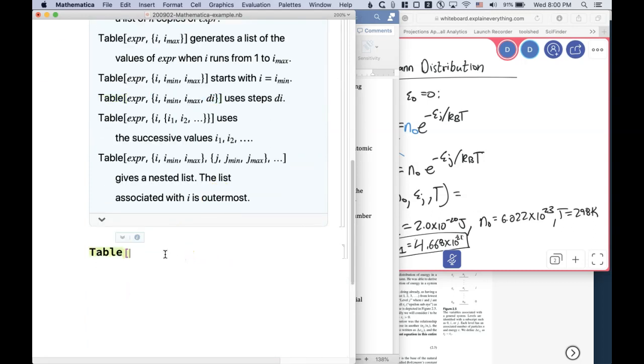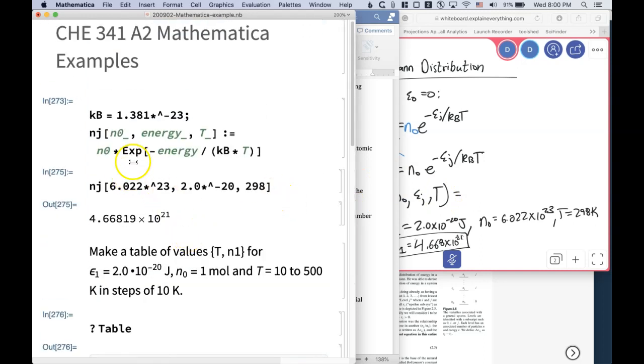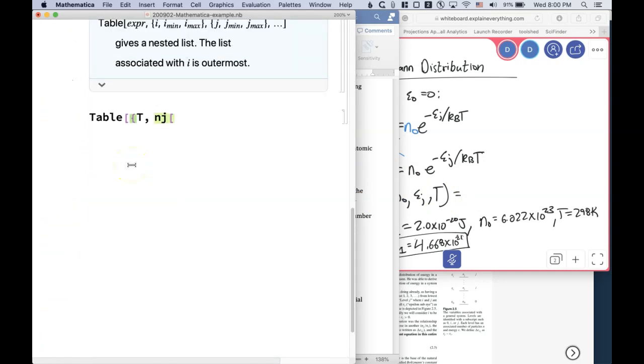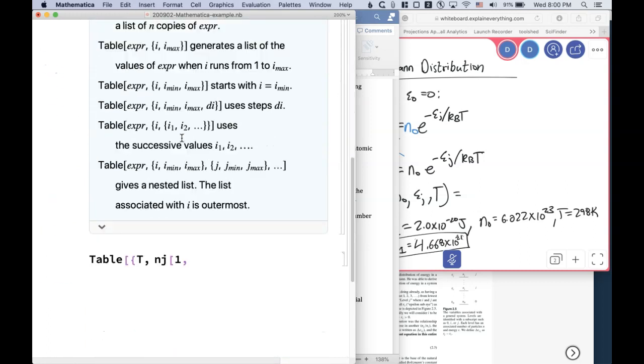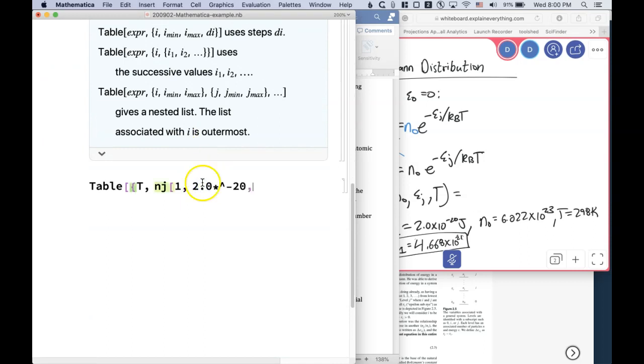So we'll do Table, our expression. That's our list of ordered pairs. So the first value is going to be the temperature. The second value is going to be the value of our function nj, and we're going to evaluate it at n naught. I'll plug in 1 mole. Our energy is going to be this constant 2.0 times 10 to the minus 20. And the temperature is what's varying. So I've got a variable temperature here as the last argument. And I'll close my parentheses.